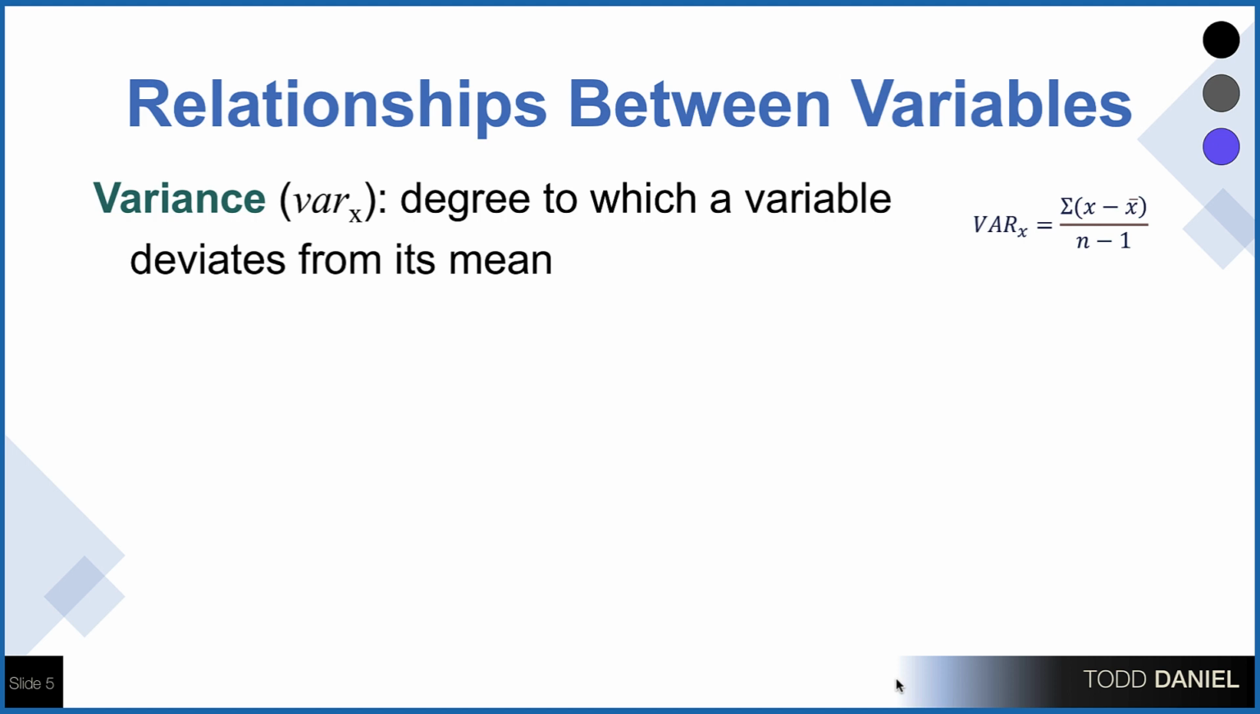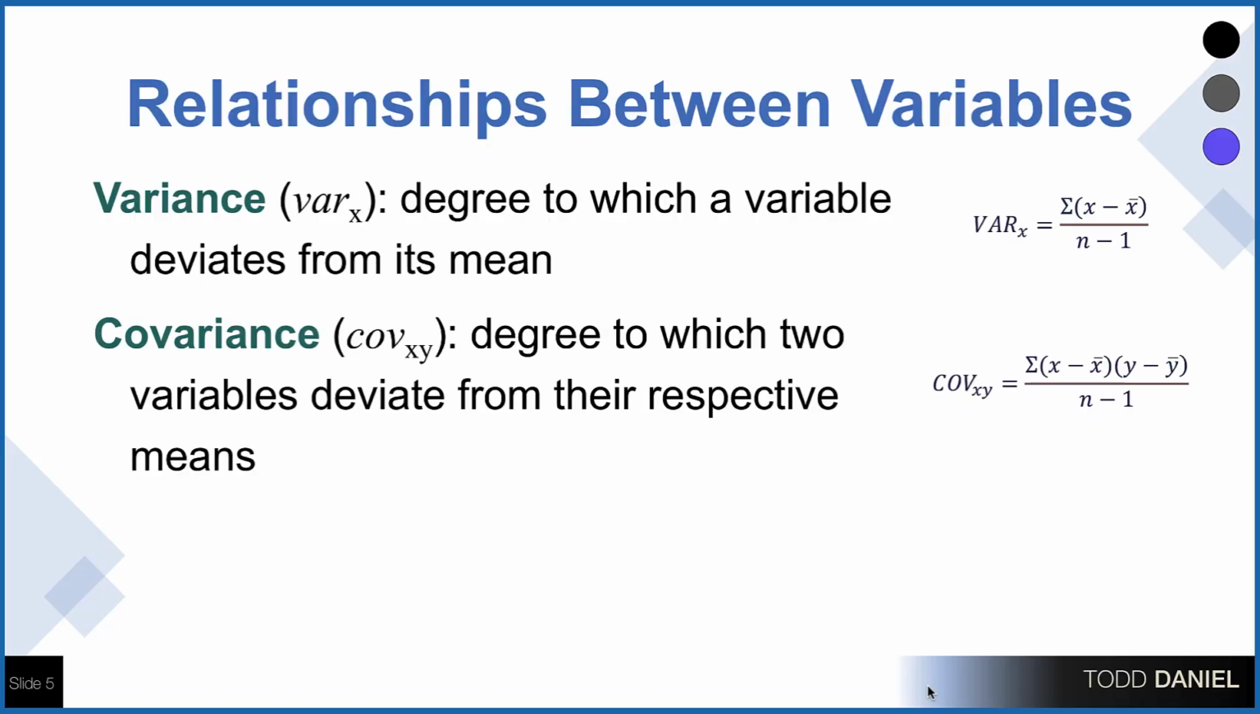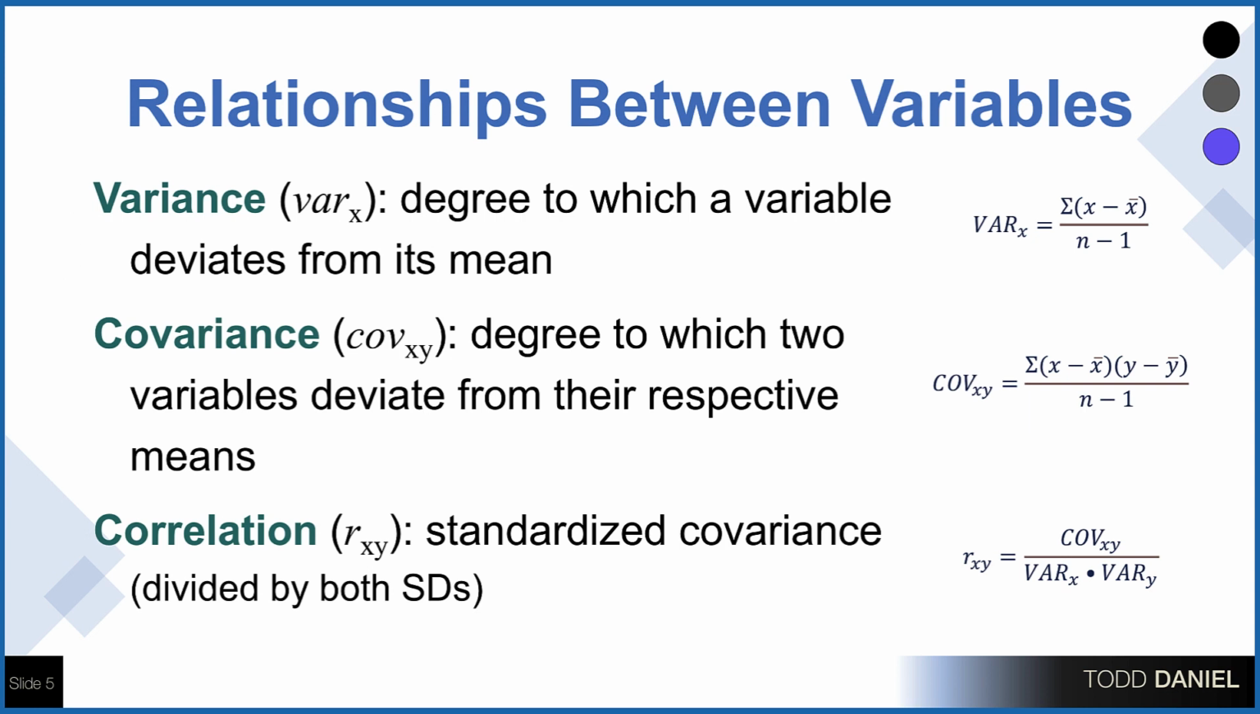But what if we have two variables? Each variable has its own variance. However, those two variables, if there is a relationship between them, might vary together to a certain amount. And this is called covariance, the degree to which two variables deviate from their respective means. Now also let me remind you of z-scores, or standardization. If we standardize the covariance, we essentially create what amounts to a z-score by dividing by the standard deviations. We create a correlation coefficient, which is the standardized covariance.